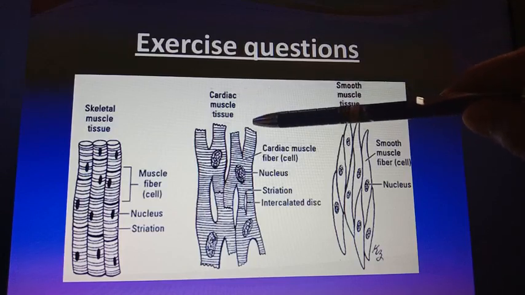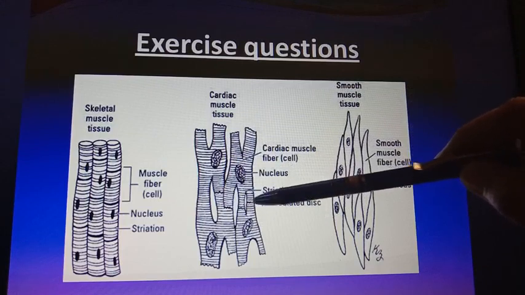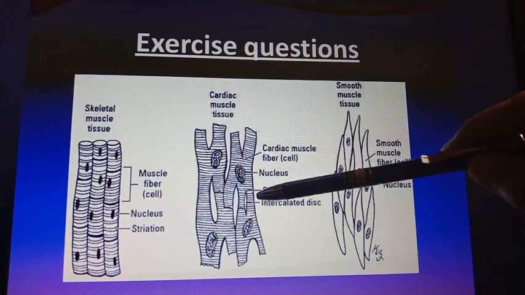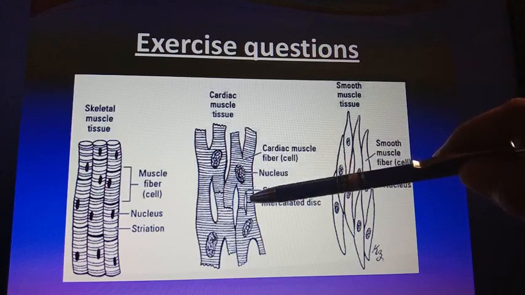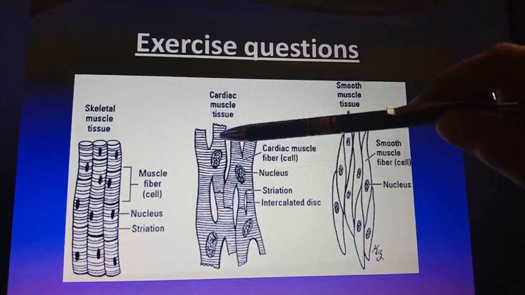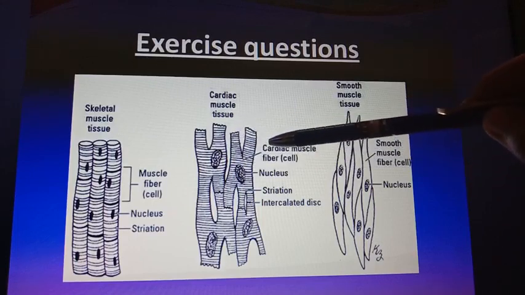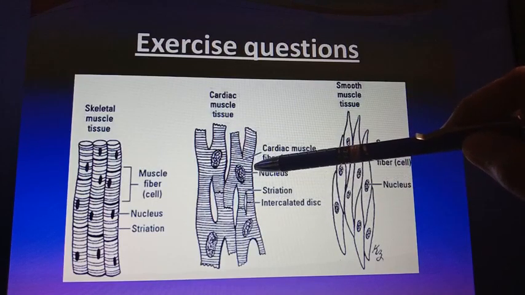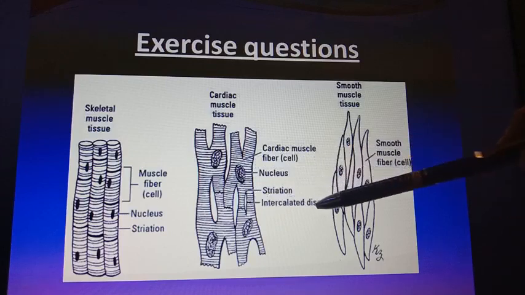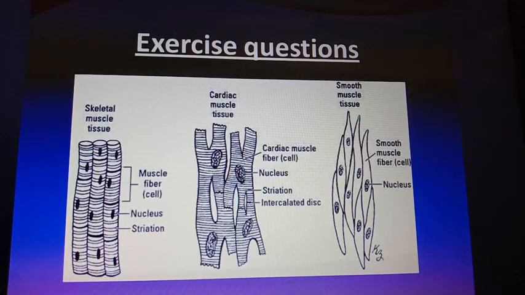Next is cardiac muscle. You can see here that cardiac muscles also have this type of striations, that is dark bands and light bands in a consecutive way, and it is branching, containing branched fibers. You can see all the branchings, and these are known as intercalated discs that join the branches of the cardiac muscle. It is present in the wall of the heart.